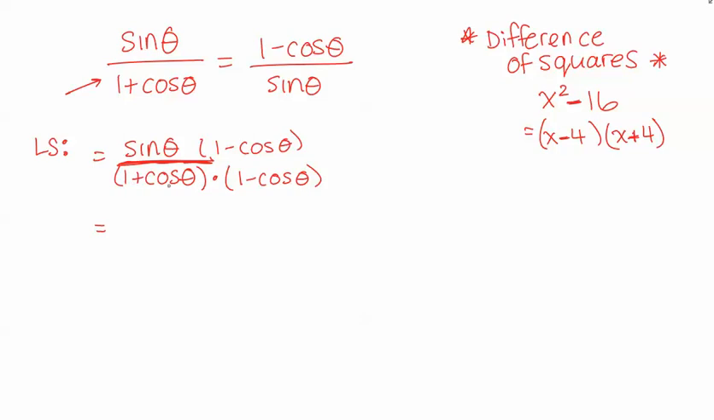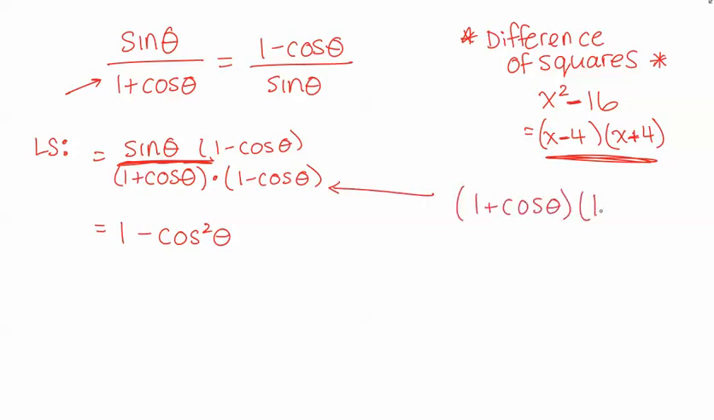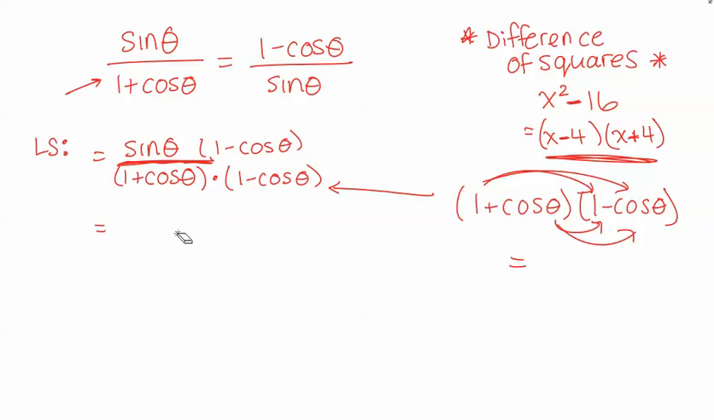Okay, so then the bottom, 1 plus cos, 1 minus cos. So if we're relating it to x minus 4, x plus 4, it should give us 1 squared, which is 1, and then it should give us minus cos squared theta. But if you're not sure, you can test it out by just expanding 1 plus cos, 1 minus cos, the old-fashioned way, multiplying everything in the first bracket by the second bracket, and you'll find that's what you do get. So, sorry, I jumped ahead to the denominator. That's what the denominator gives us, 1 minus cos squared theta.